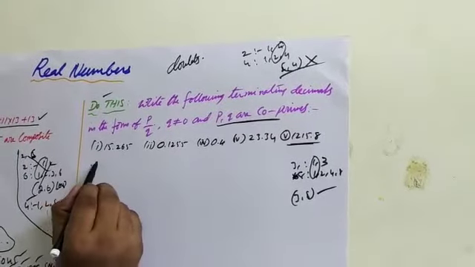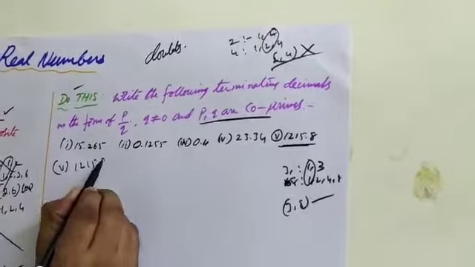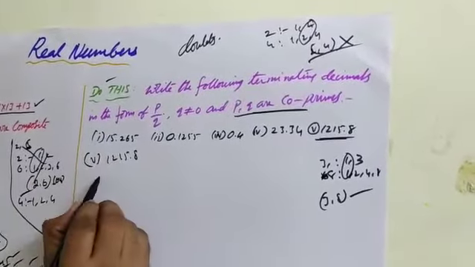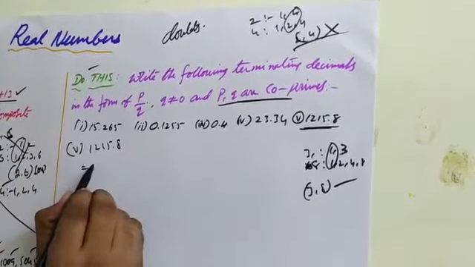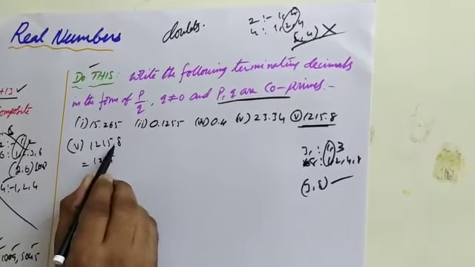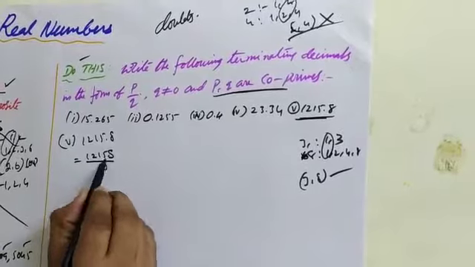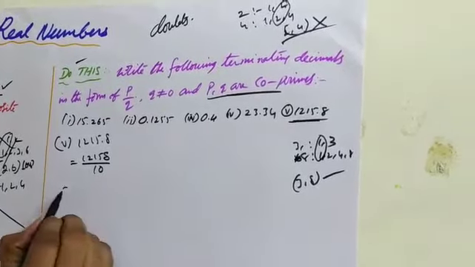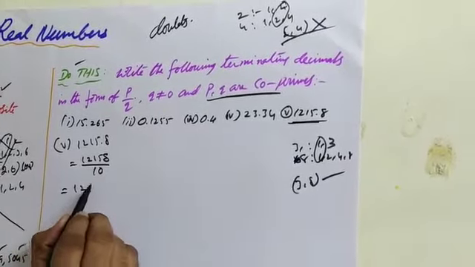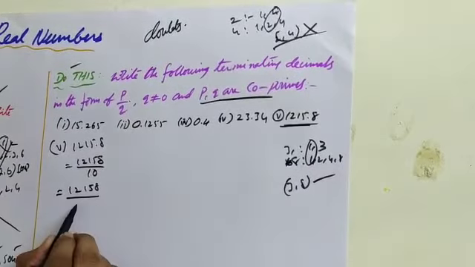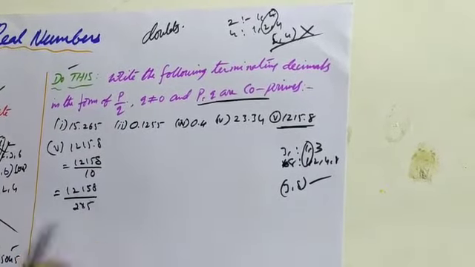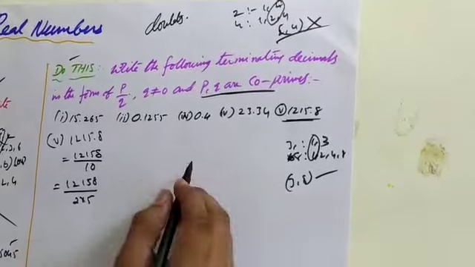For example, the fifth problem: the total is 1.58, so divide with 10. Why? Because there is a point after only one digit, that means divide by 10. So 1.58 is 158 divided by 10, and 10 means 2 into 5. Already we discussed this.